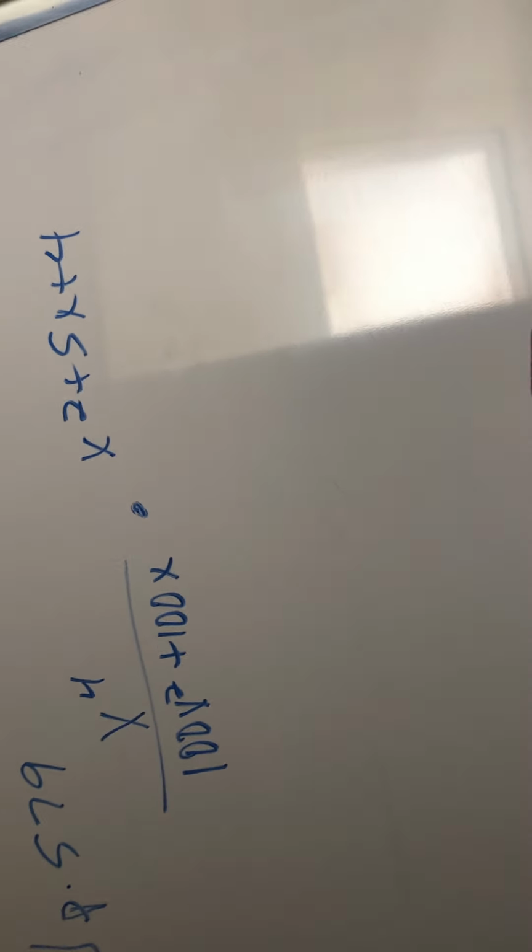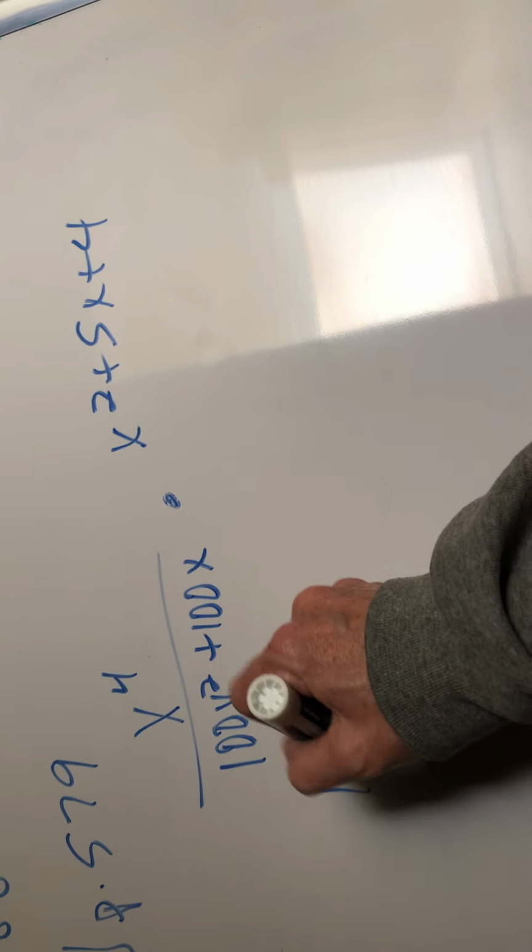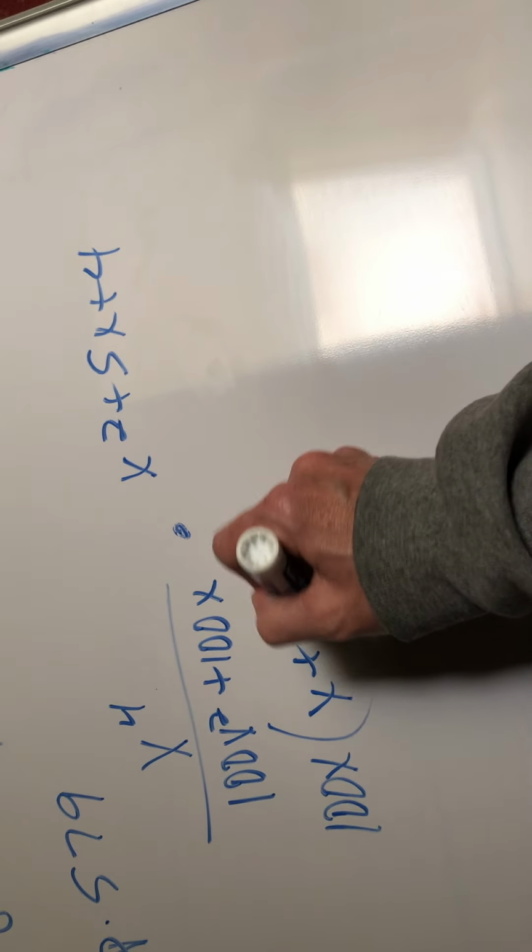Multiply. So nothing happens with x to the 4th. You can actually take 100x out of the bottom one. It leaves an x plus 1.